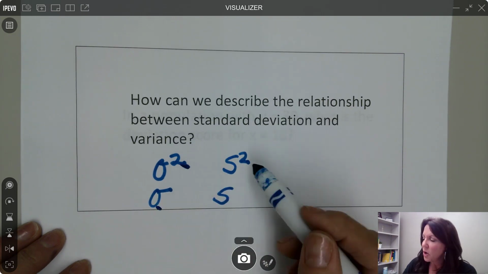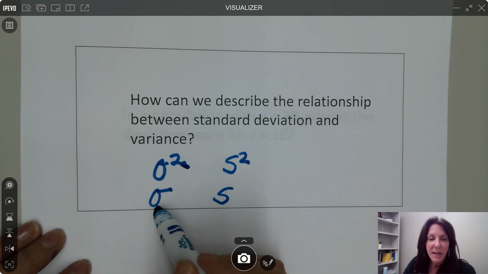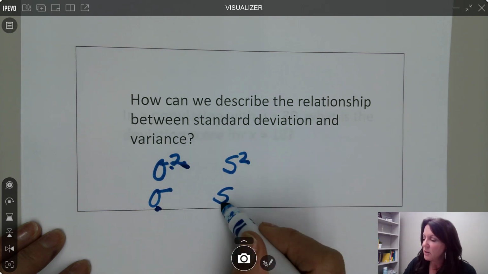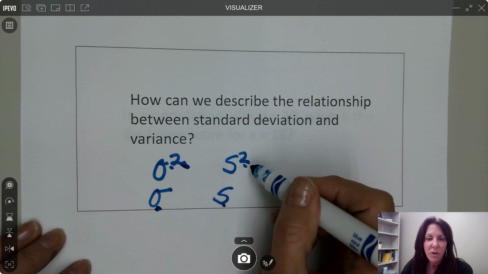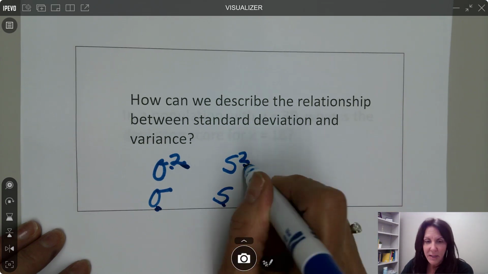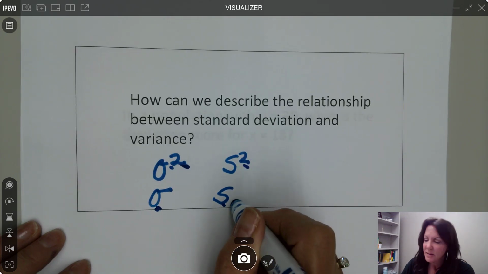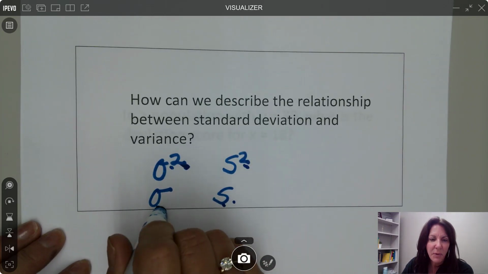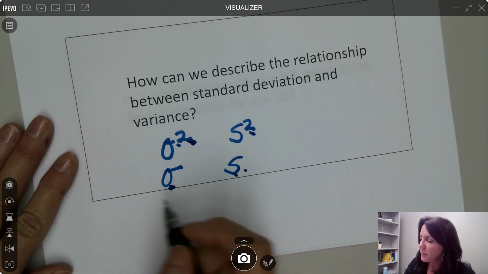So if I know the standard deviation, I can square it to get the variance. If I know the standard deviation for a sample, I can square it to get the variance. And in reverse, if I know the variance, I can take the square root of it to get the standard deviation. Same over here. If I know the variance in a population, I can take the square root of it to get the standard deviation. So I'm going to just write this out as notes that you might want to write out too.